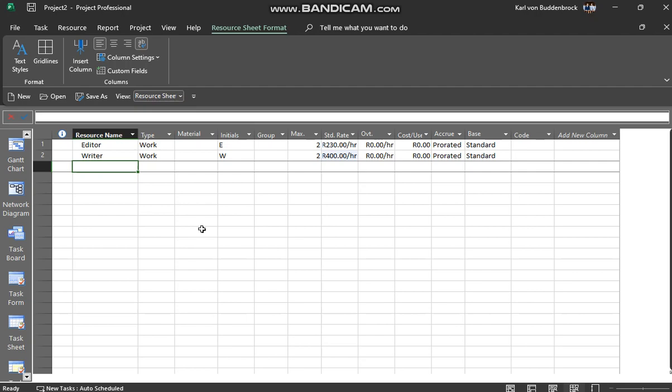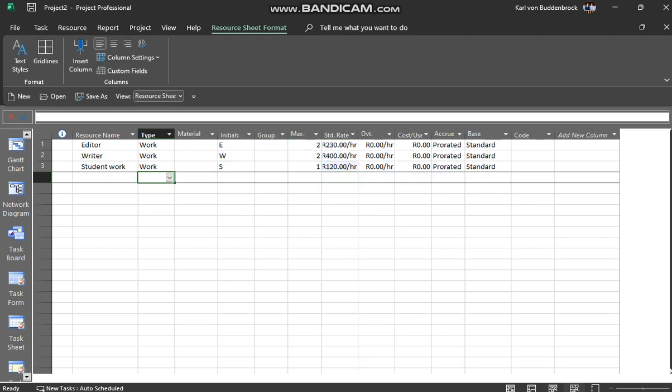Then I'm going to go for a couple of material resources. Now I'm just going to add one more student worker. This is a graduate or an undergrad who works at varsity. He studies at varsity, but he wants to do a bit of work during the vac. So we've got one of those, and he's really cheap at 120 per hour. Not denigrating him at all, but just telling you.